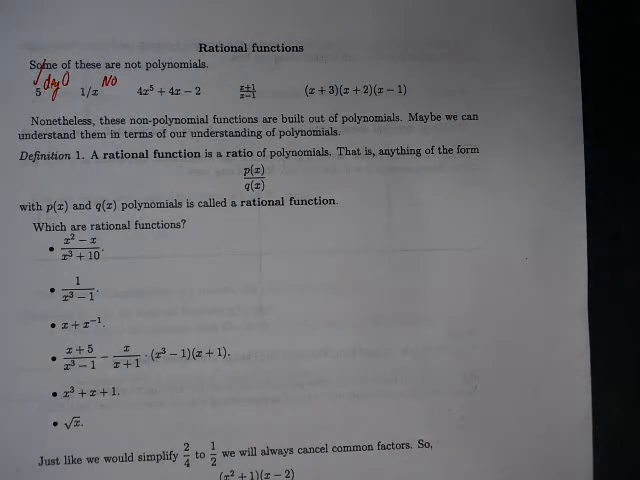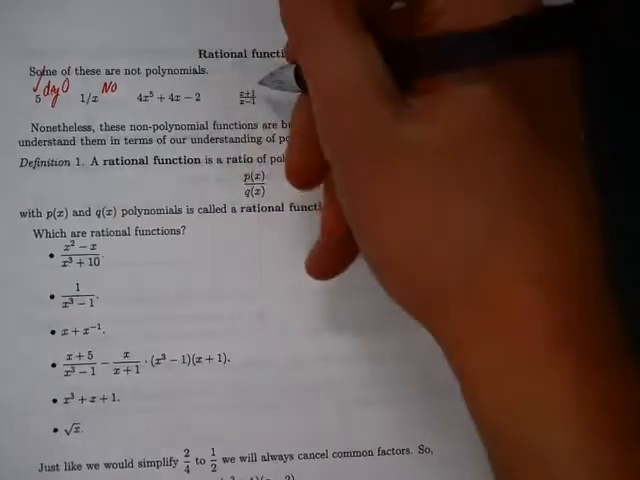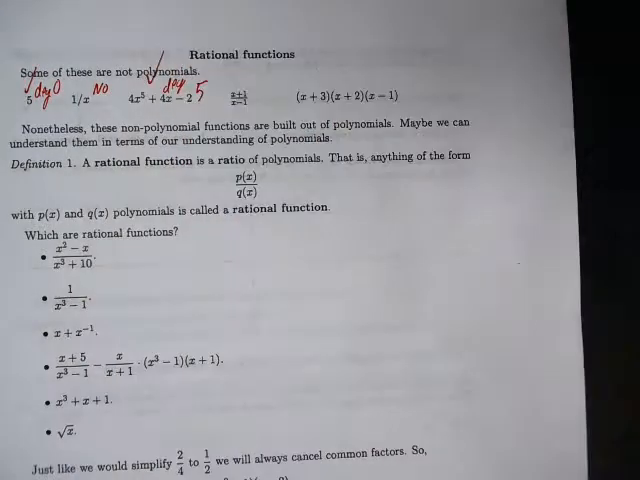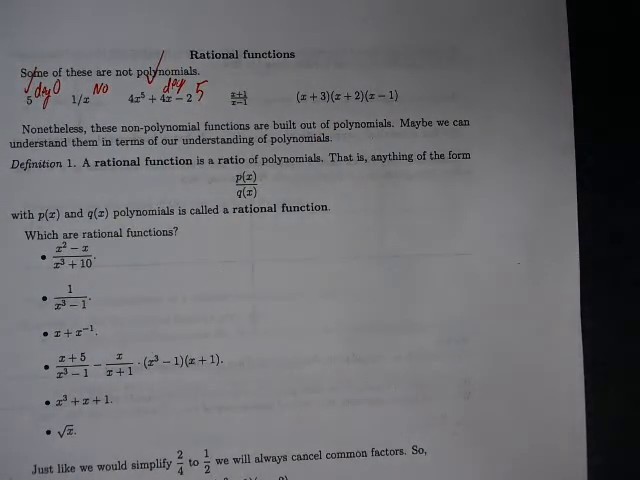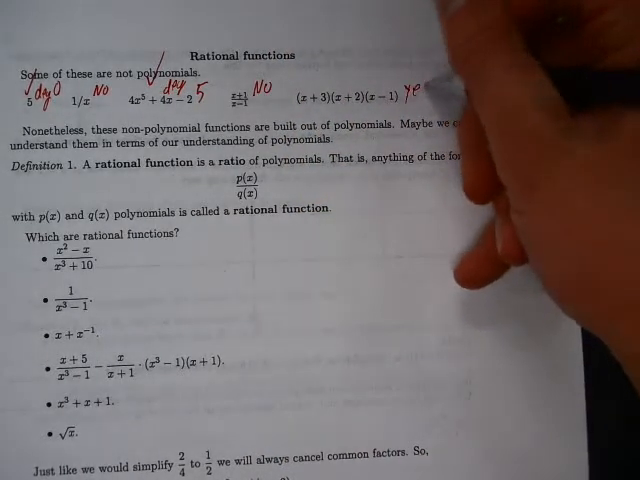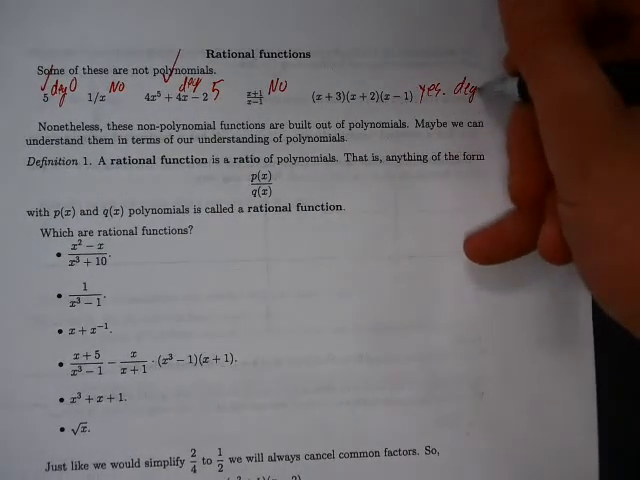The next one, is it a polynomial? Yeah. What degree is that polynomial? 5. Degree 5. The next one. It's not. Again, there's stuff involving x's in the denominator, so it can't be a polynomial. And that last one, yeah, that is a polynomial. It's degree 3.